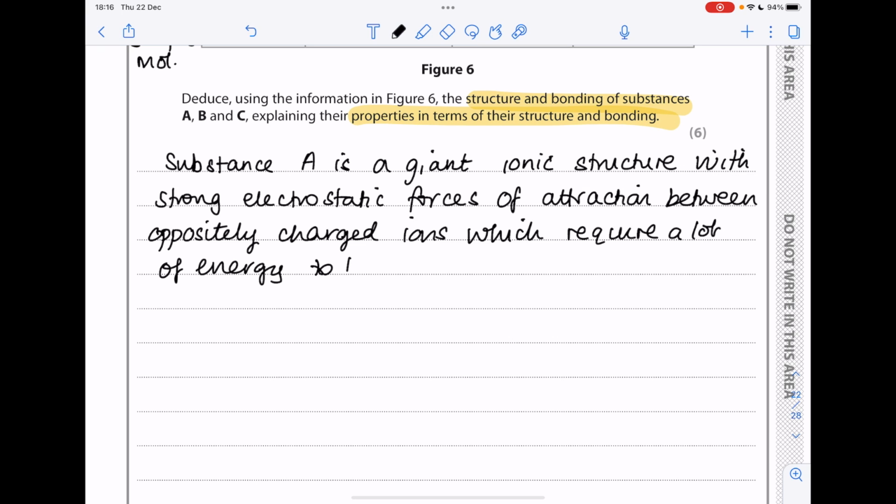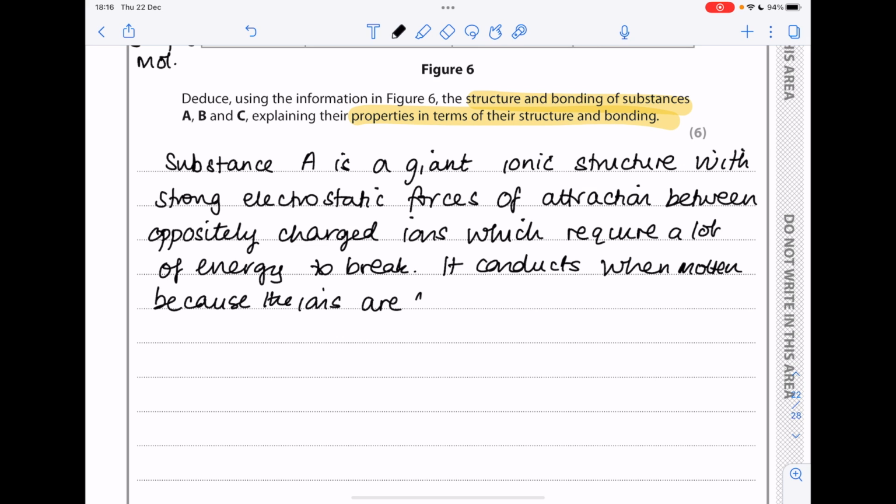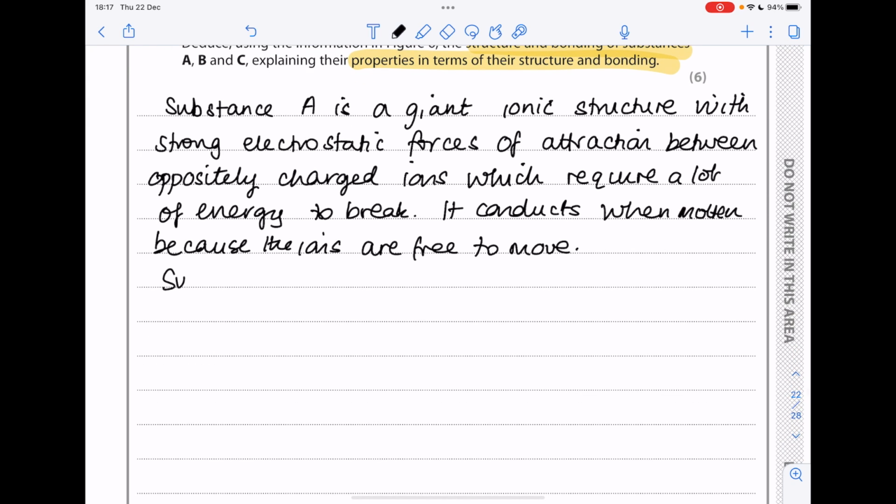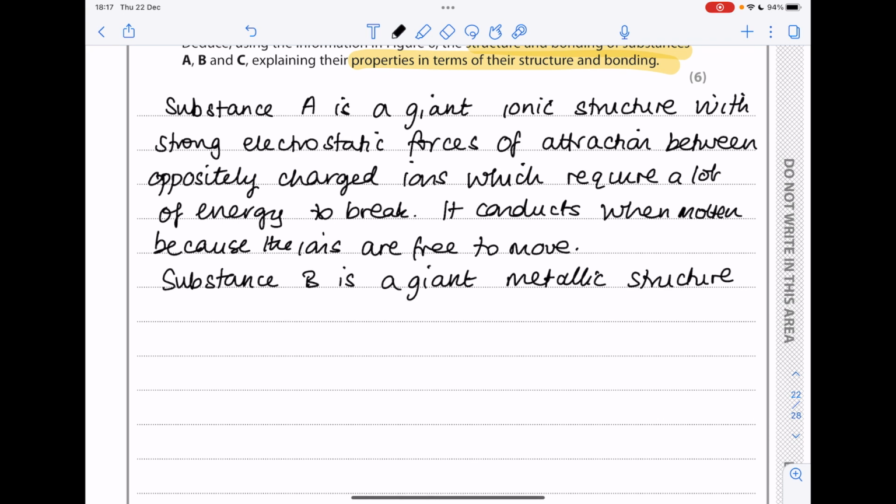Then we need to point out why it conducts when molten, because the ions are free to move. Substance B now, remember we said that was a giant metallic structure. So it has a high melting point because it has strong electrostatic forces of attraction between positive metal ions and this sea of delocalized electrons.